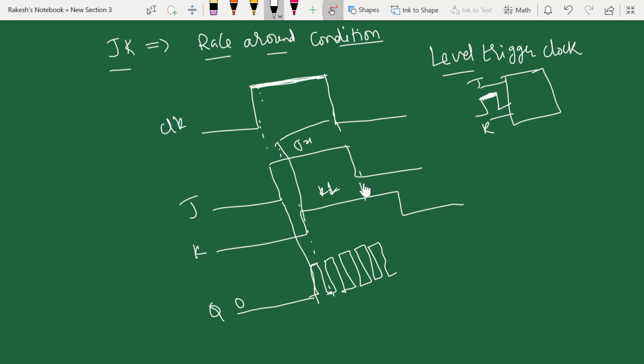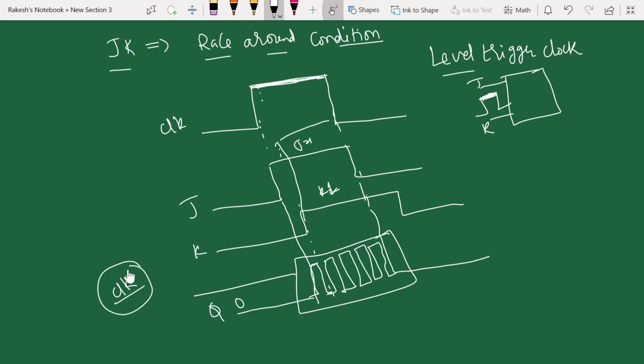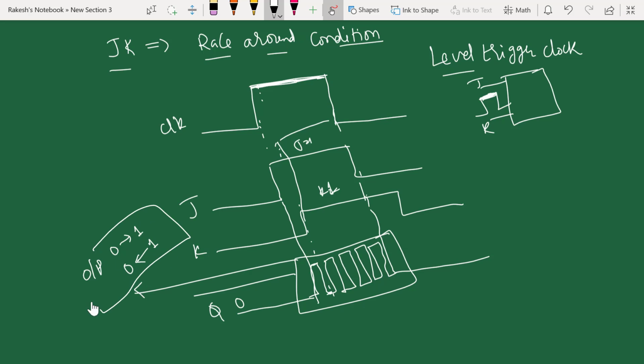After this period gets over, the clock is 0. When the clock is 0, it will be in the memory state. So during this period, your output will race between 0 to 1 and 1 to 0. That's why this is called a race around condition.